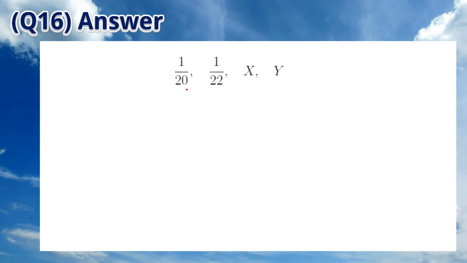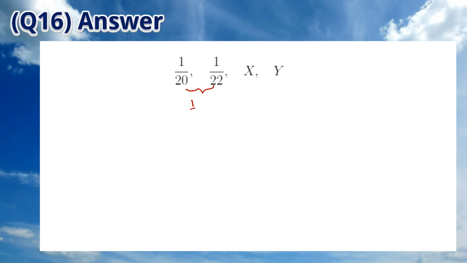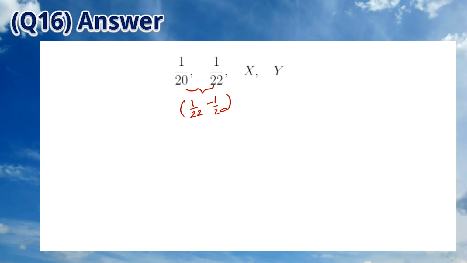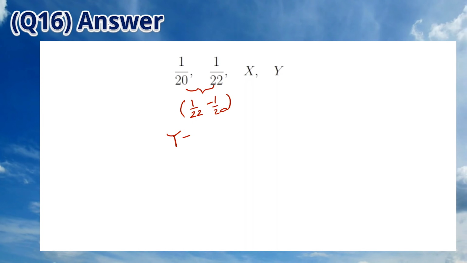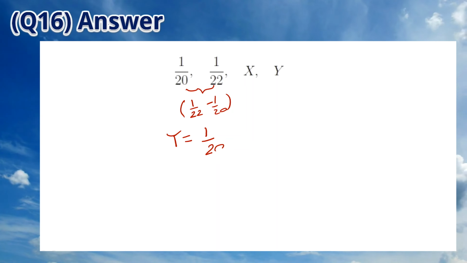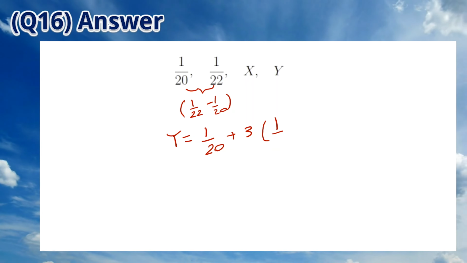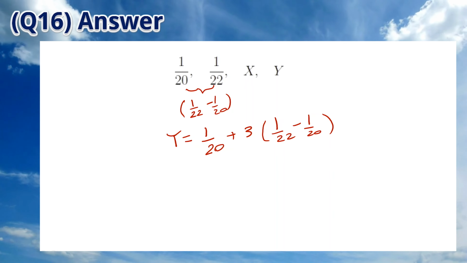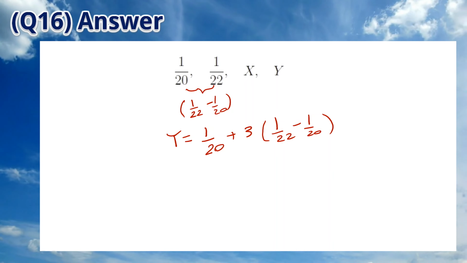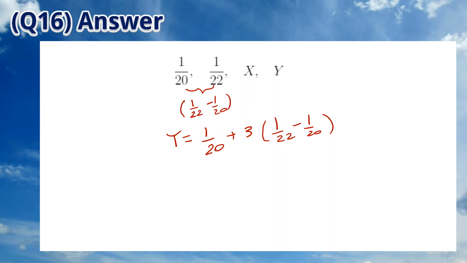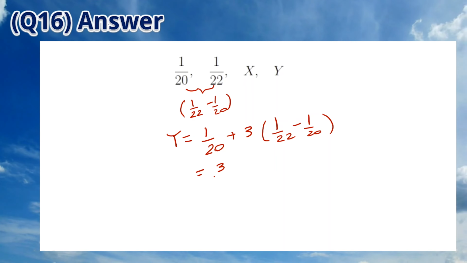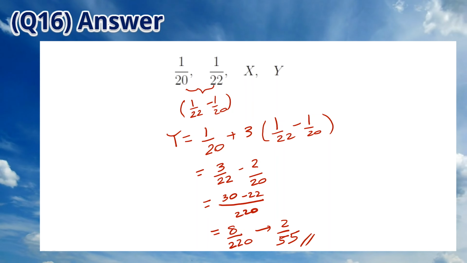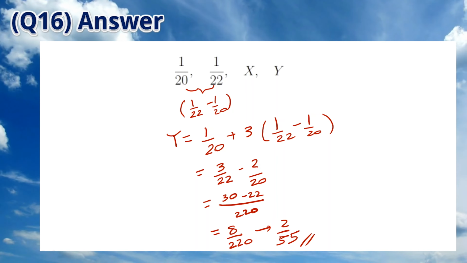First of all, we need to find the difference between 1 over 22 and 1 over 20. To find the value of y, we get the first number, which is 1 over 20, and add 3 multiplied by the difference, which is 1 over 22 minus 1 over 20, where 3 comes from because y is 3 places away from 1 over 20. We simplify this to get that y is equal to 2 over 55. This means that the answer is D.